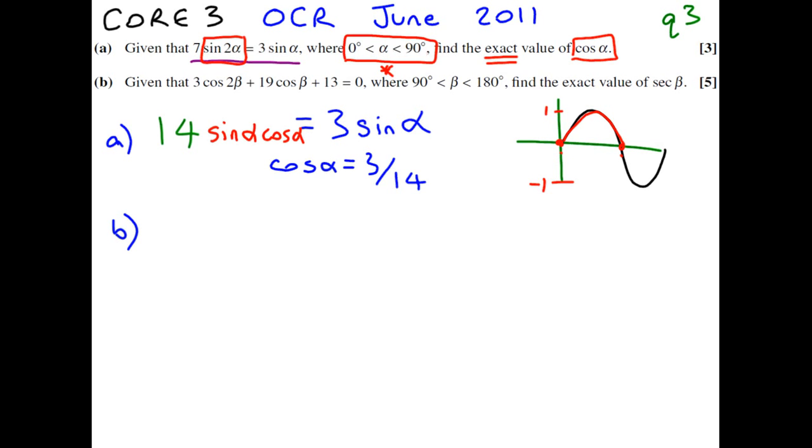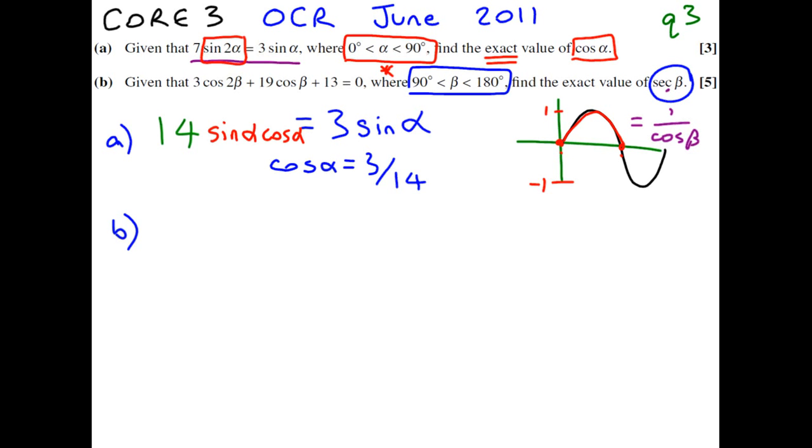The equation that we've got again has boundaries for beta, the angle, and this time we want to find the exact value of sec beta. Now I say a little trick to remember sec, cosec and cot, and that is look at the third letter. The third letter of sec is C, so that means it's 1 over cos beta. So that's what we're after.